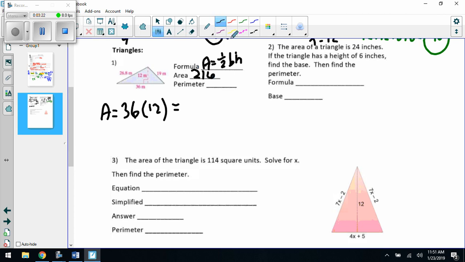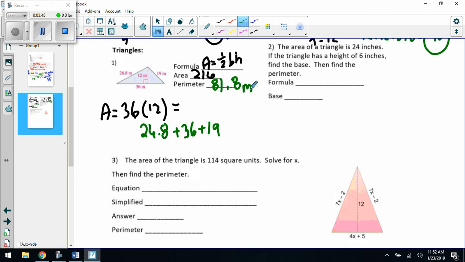Now to find the perimeter of this triangle, we're going to look at the outside. We don't need anything to do with the height, so we're just going to add the outside numbers here. So in this case, it would be 81.8, and these are all meters, by the way.